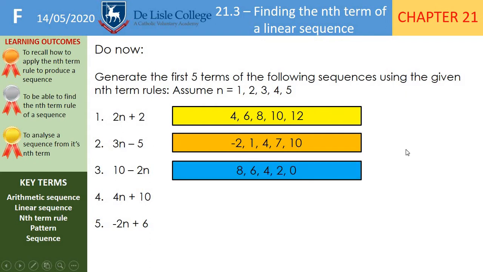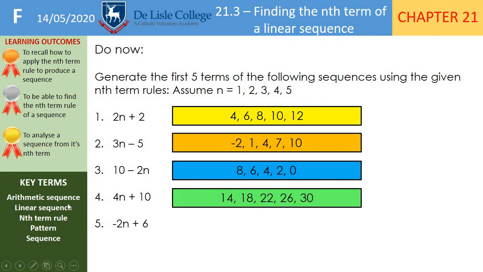Next, we should have 8, 6, 4, 2 and 0. Start with 10 and take away 2 lots of n. So 2 lots of 1 is 2, 10 take away 2 is 8. 2 lots of 2 is 4, 10 take away 4 is 6. And you can see we're subtracting 2 each time. That's our term-to-term rule. Then we've got 4n plus 10, we should have 14, 18, 22, 26 and 30.